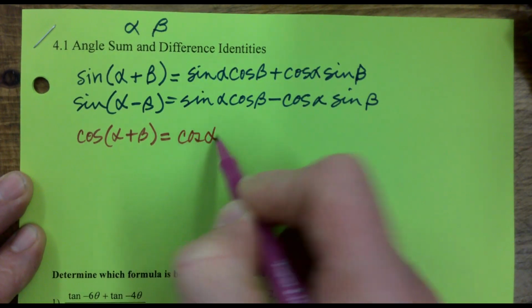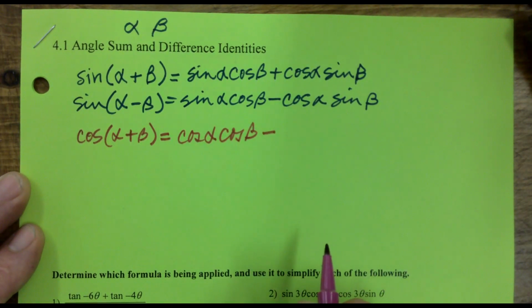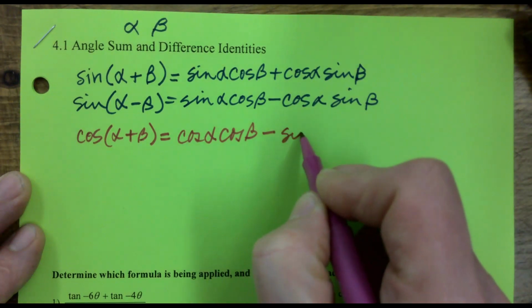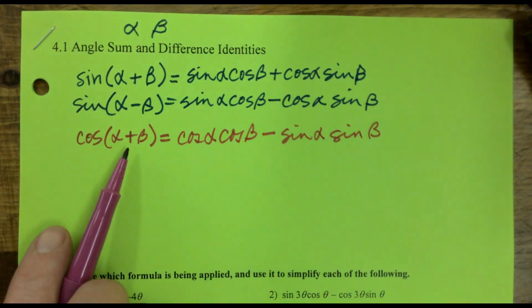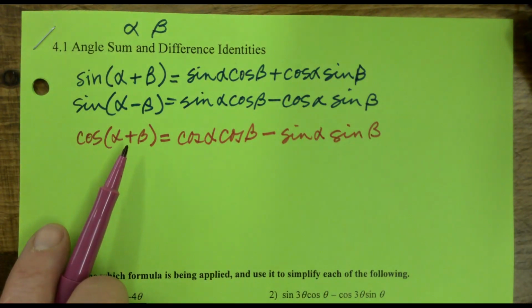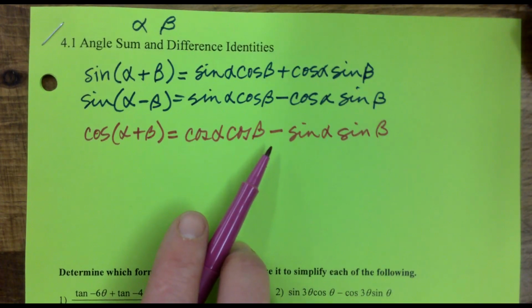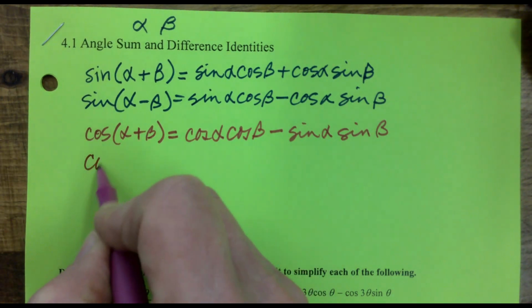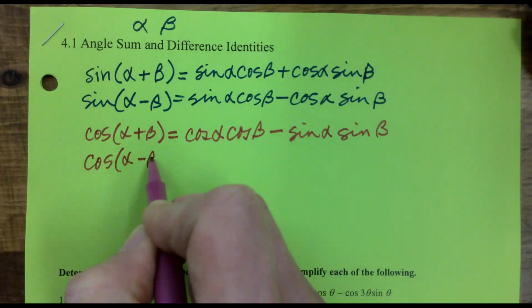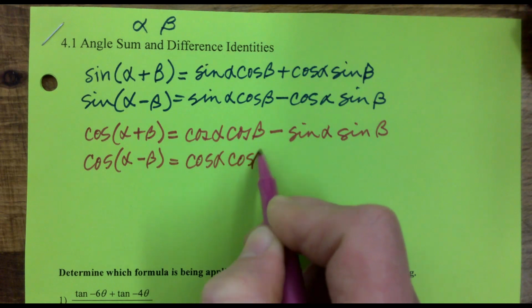So the cosine of alpha plus beta is cosine alpha cosine beta minus, no, I did not make a mistake, sine alpha sine beta. In the cosine sum identity, we actually subtract the two products. So cosine alpha, cosine beta, minus sine alpha, sine beta. And then the cosine of alpha minus beta, or the difference, is exactly the same except plus.